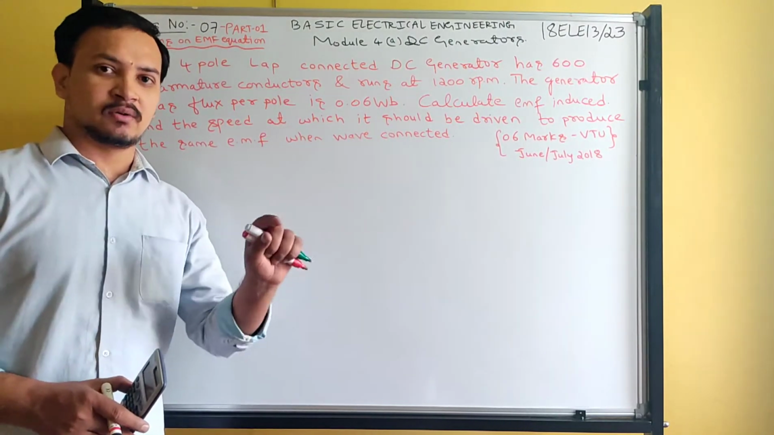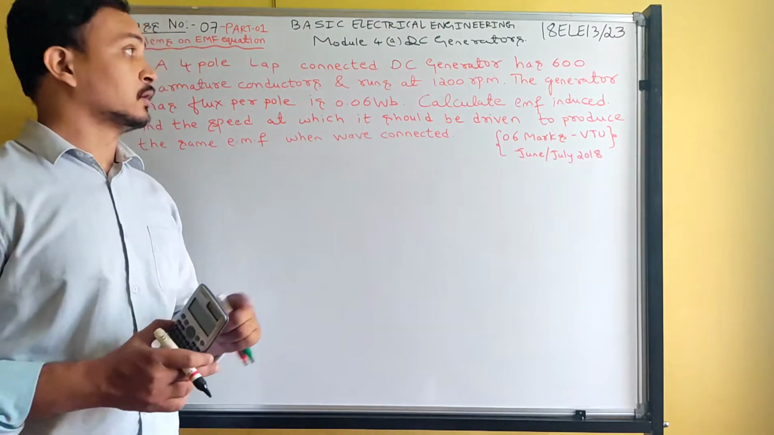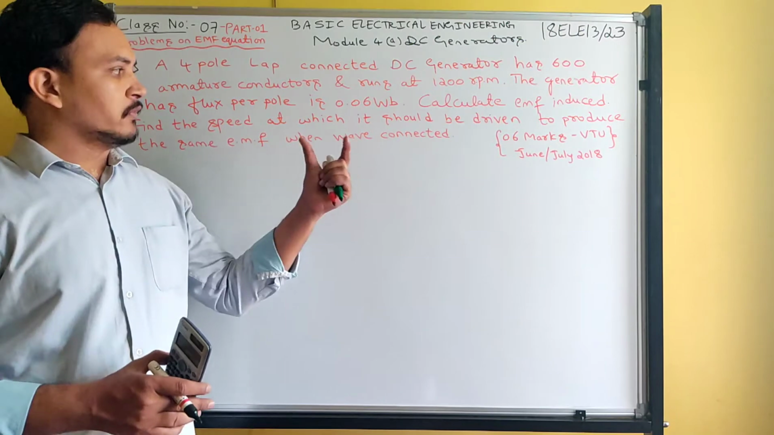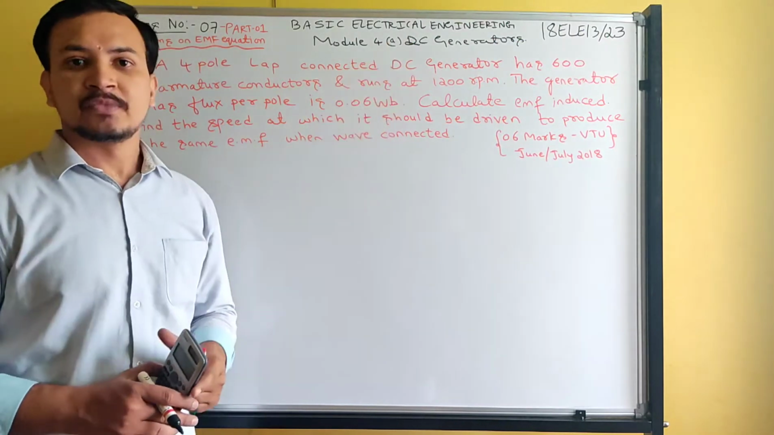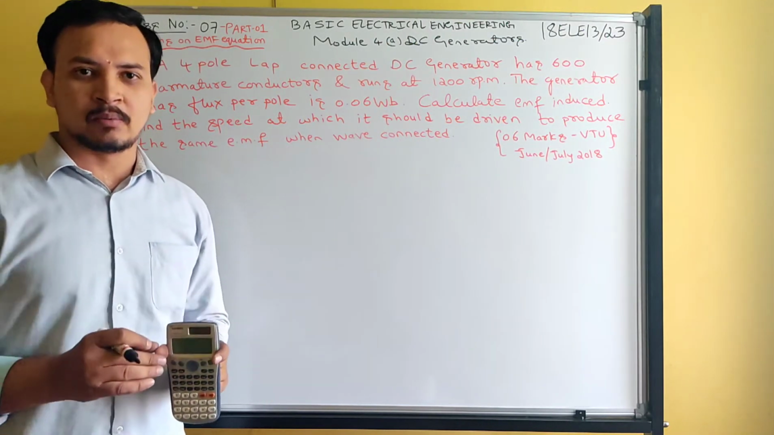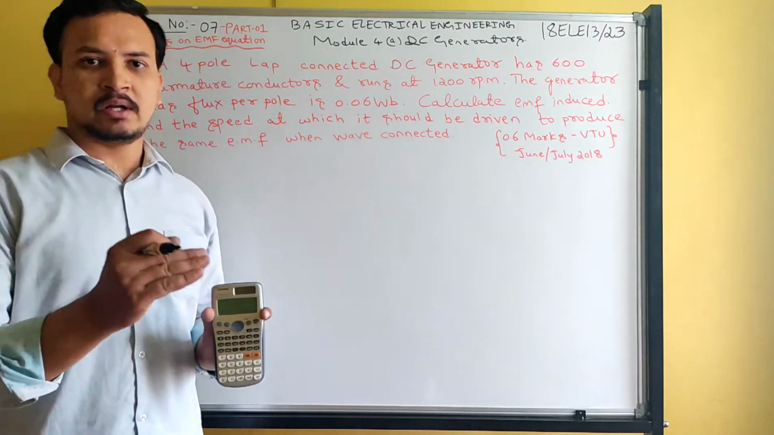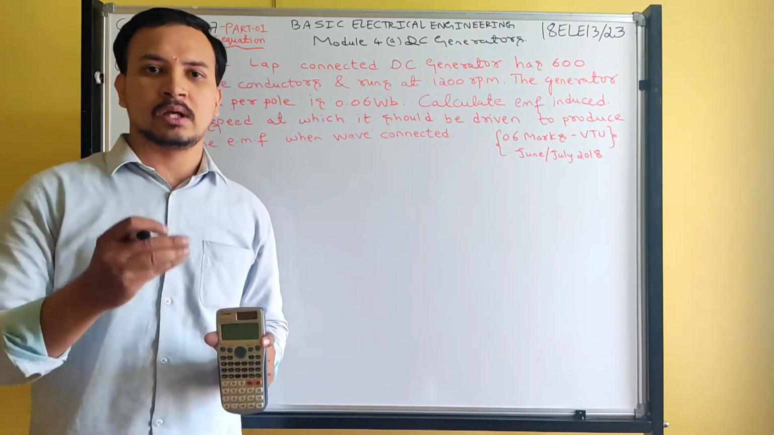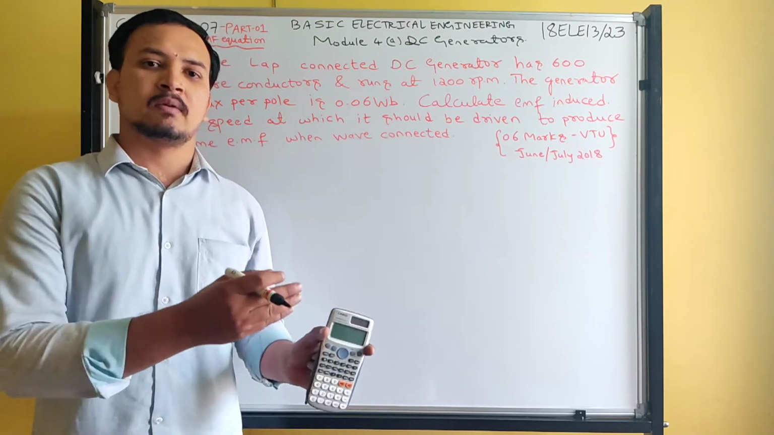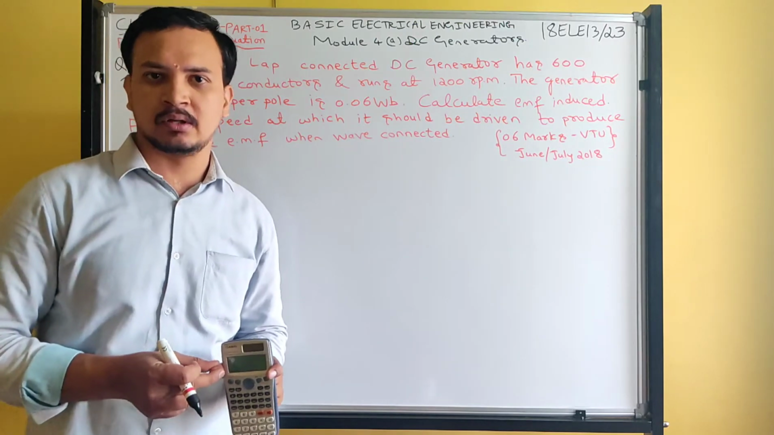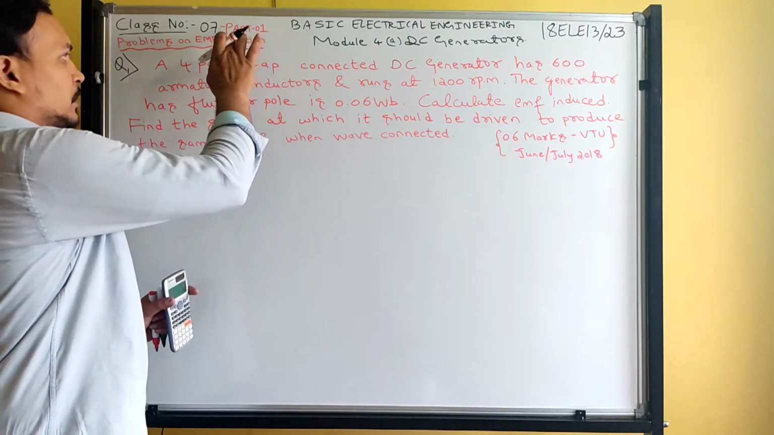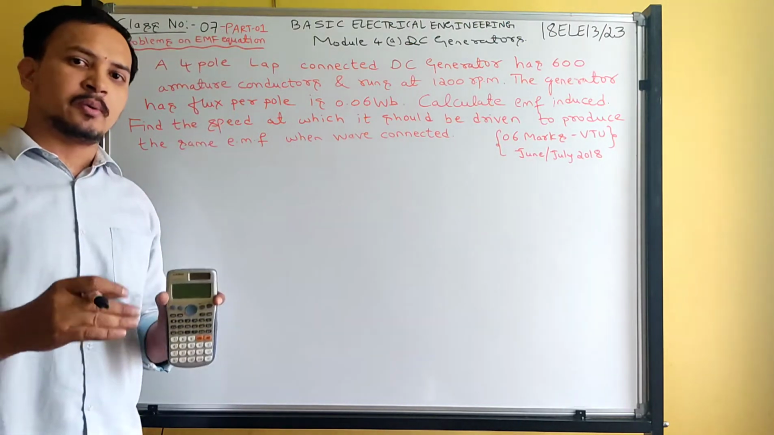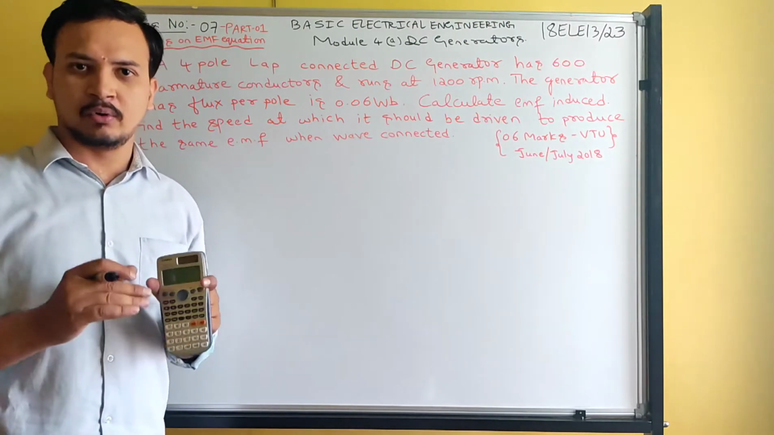From class 1 to class 6, I covered all theoretical topics under DC generator, and the next part is we need to do problems on DC generators. There are two types of problems in the syllabus. One is types of generators, and they will also ask problems on EMF equation. So in this lecture, class number 7, part 1, I am going to solve problems on EMF equation only.